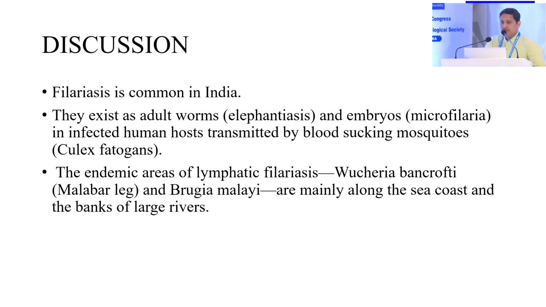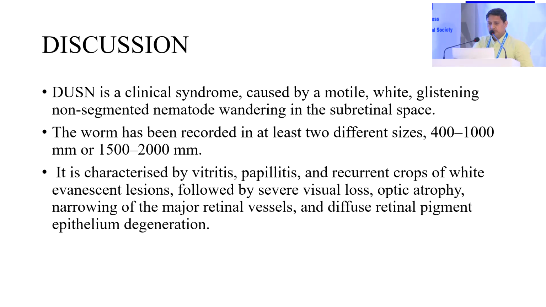Filariasis is common in India, and it exists as adult worms, causing elephantiasis, and embryos, microfilariae, in the infected human host, transmitted by blood-sucking Culex mosquitoes. The endemic areas of lymphatic filariasis, that is Wuchereria bancrofti, called Malabar leg or Burgam Malai, are mainly along the sea coast and the banks of large rivers.